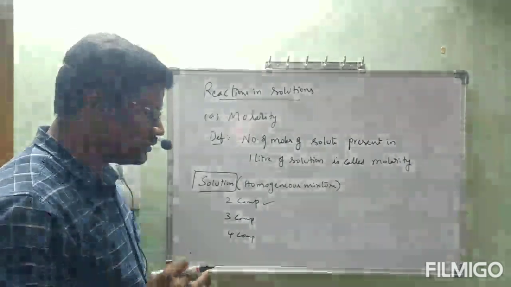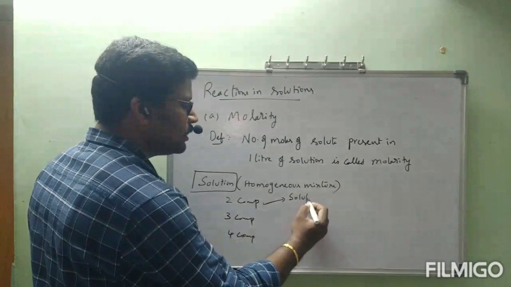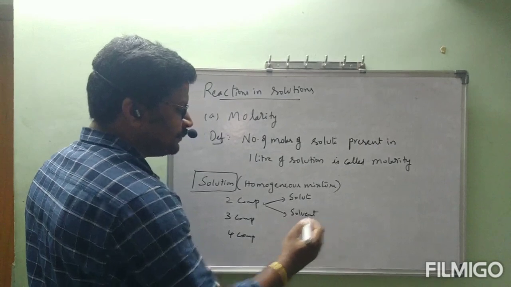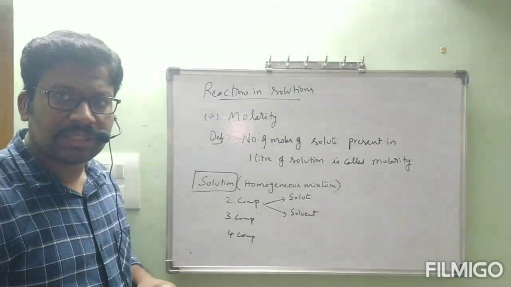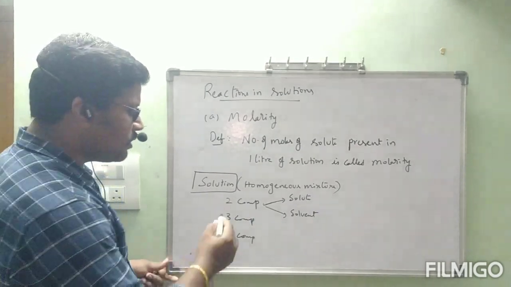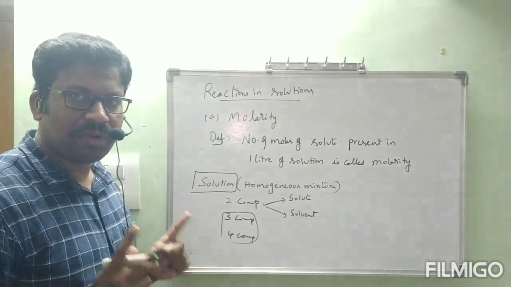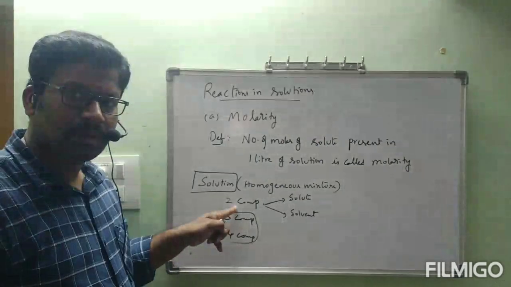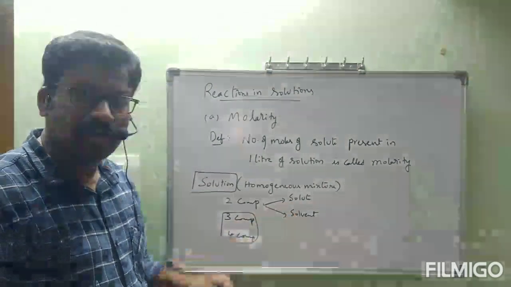Those two component solution, in which one component is called solute and another component is called solvent. One component is called solute and another component is called solvent. I will tell example also. Don't bother about these 3 component and 4 component solutions. Okay, we are going to concentrate on only 2 component solution. The 2 components in which one component is called solute and another component is called solvent.